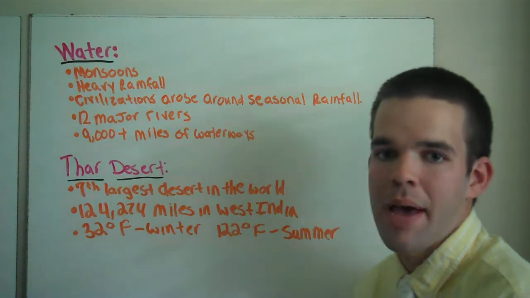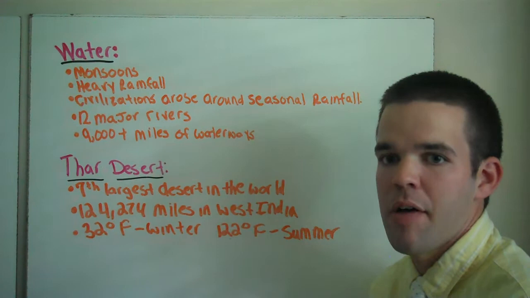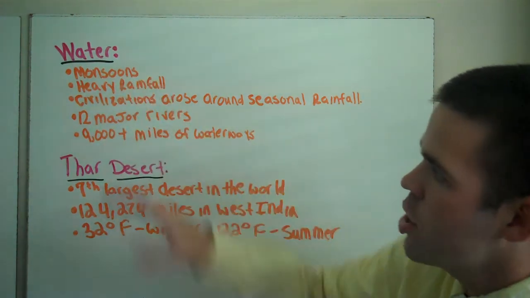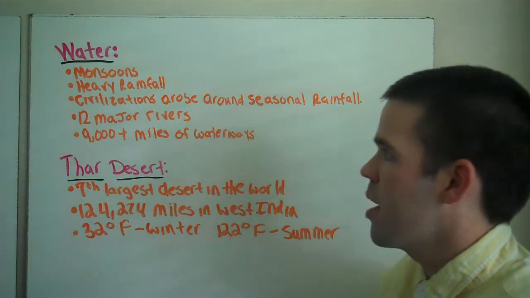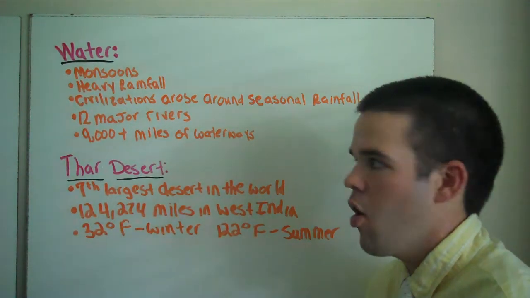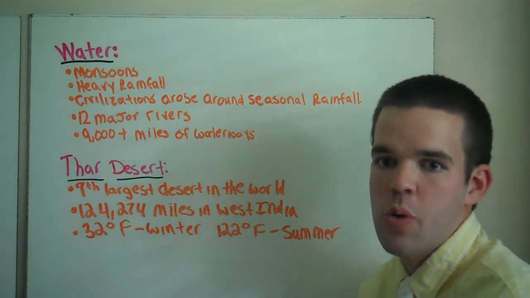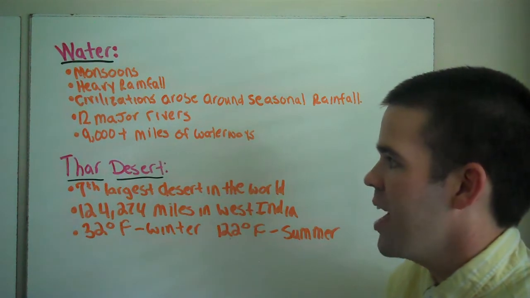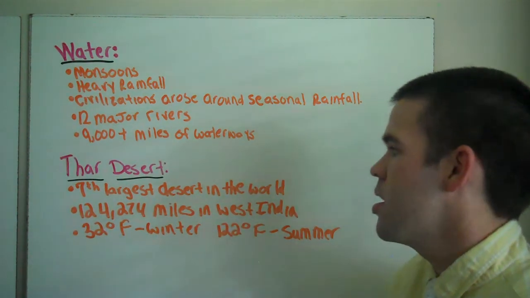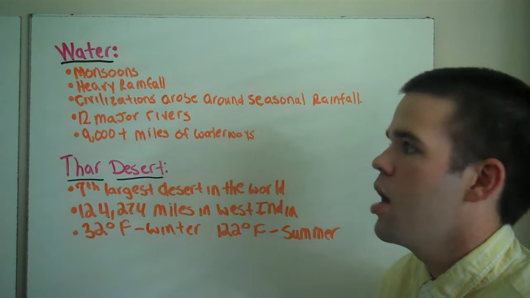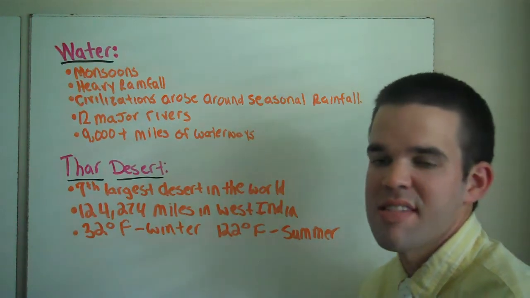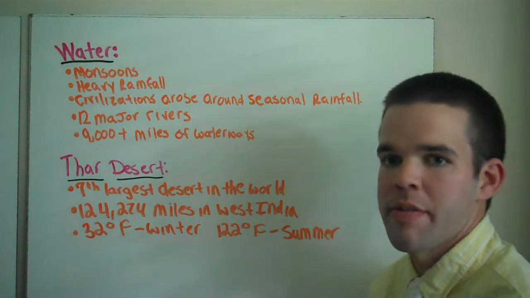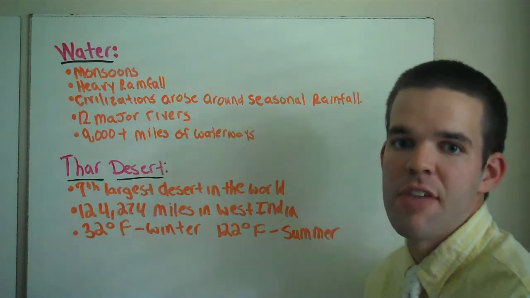So, today we have talked about the geography of India. We have talked about the main mountains, the Himalayas, the Hindu Kush. We have talked about the waters, that there's a lot of rainfall, that people learn how to build their houses and farm around the heavy rainfall. There's 12 additional rivers, and there's 9,000 miles of waterway. We also talked about the Thar Desert, 7th largest desert in the world. And we talked about that the earliest civilizations in India were built around the Indus River. This is the geography of India for today.